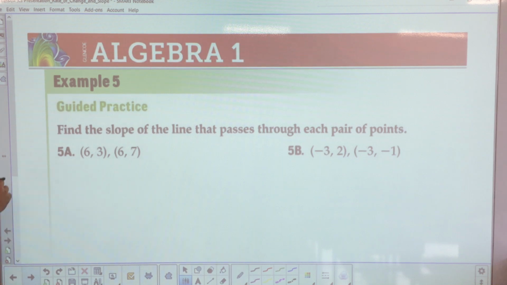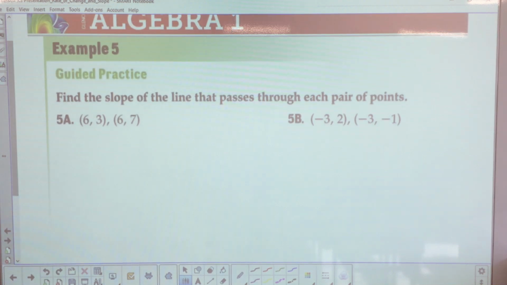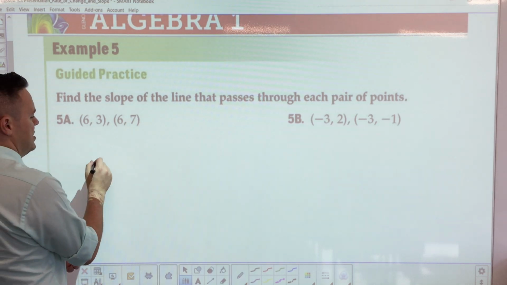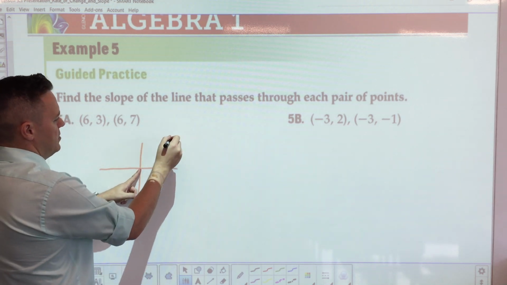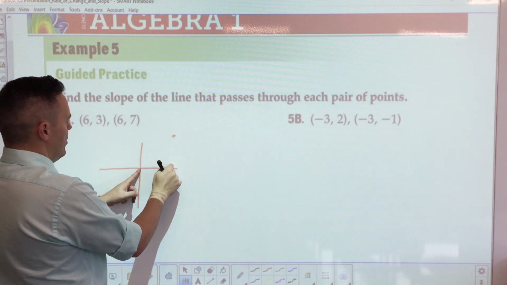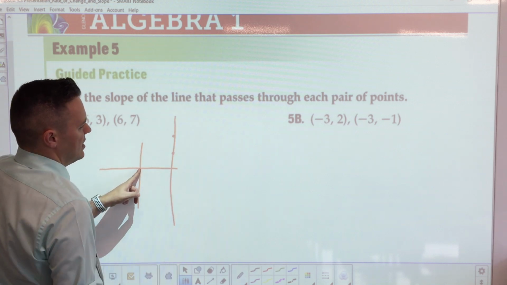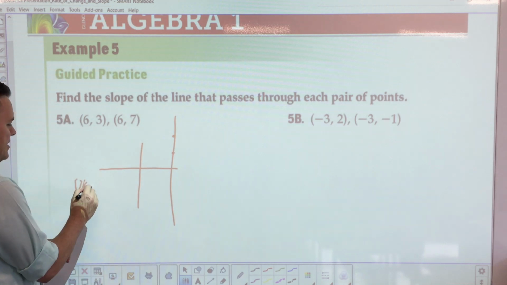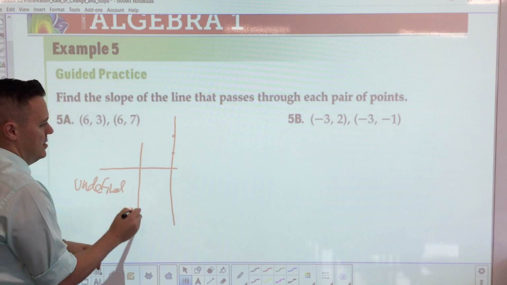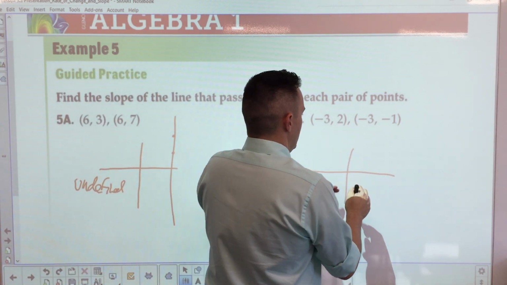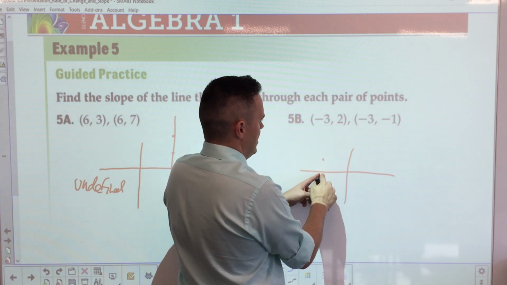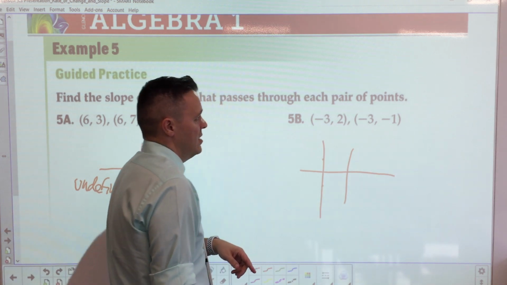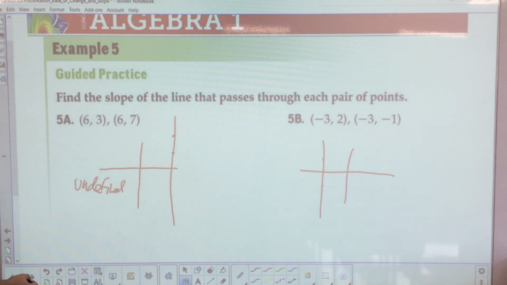All right, you guys try these guided practices and see if you can get them through a point. Now, I could do the math on this, ladies and gentlemen, or I'm going to try to plot these out in my head to go a little faster. 6 over 7 up, it's going to be right here. 6 over 3 up, it's going to be right about here. What kind of line is this? It's vertical, undefined. All right, my next one here, if I go, imagine -3, 2 up, -3, -1, same thing, okay? Vertical line. So it is undefined, both of them.